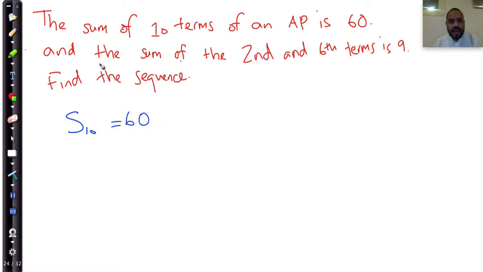Okay, and the sum of the second and the sixth term is 9. That means that T2 and T6, when we add the two together, we get 9. Then it also asks us to find the sequence. Now, you have to unpack this question and see what it's really looking for. When it asks you to find the sequence, it means give us at least the first 3 terms of the sequence. Secondly, we've identified that it is an AP or arithmetic progression, right? It is an arithmetic progression.